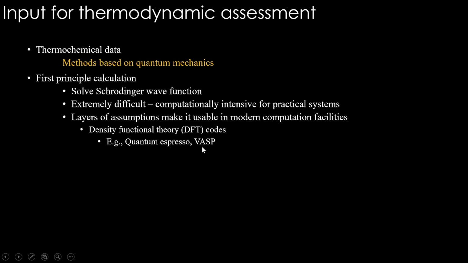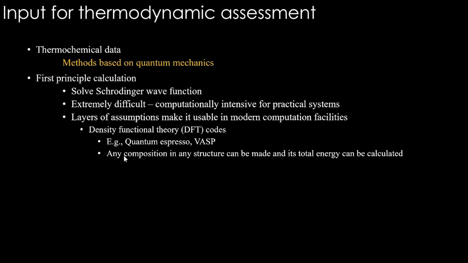Quantum Espresso or VASP are the codes. Quantum Espresso is an open source code. VASP is a commercial one, the Vienna Ab initio Simulation Package. Any composition in any structure can be made virtually, and its total energy can be calculated. That's what these codes do. Any composition in any structure, imagine how powerful this sentence is. You can take a material and put it in a structure which is definitely not possible for it in nature, and you can get the energy of it virtually using these codes. DFT codes can also give different results depending on the input.